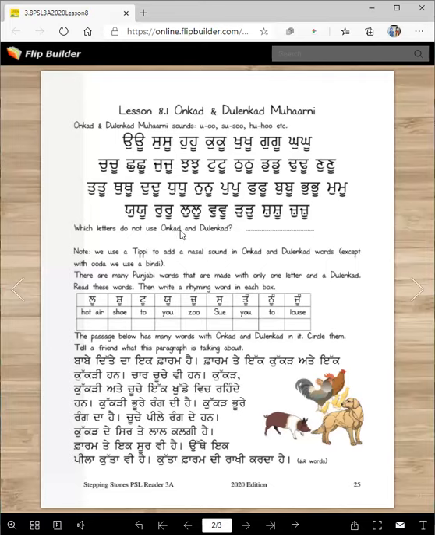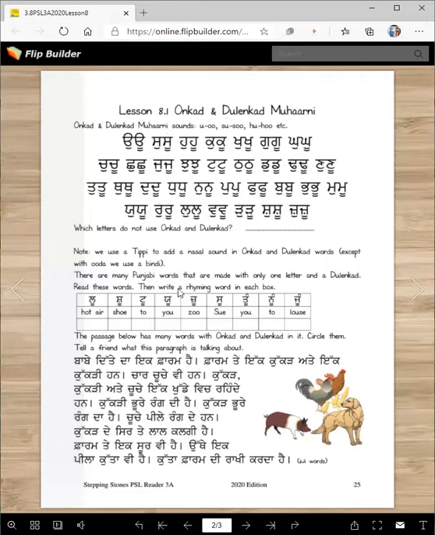Which letters do not take onkar and dulankar? What letters are missing? This is ura. Is ada there? No. Is idi there? No. So ada and idi do not take onkar and dulankar. Note, we use a tippy to add a nasal sound in onkar and dulankar words, except with ura, we use a bindi. Now, whenever the matra is at the bottom, we usually use a tippy. Okay? Just remember that. There are many Punjabi words that are made with only one letter and a dulankar.